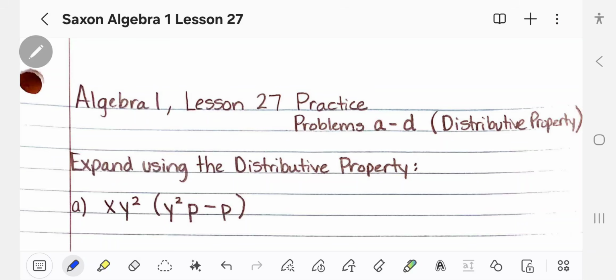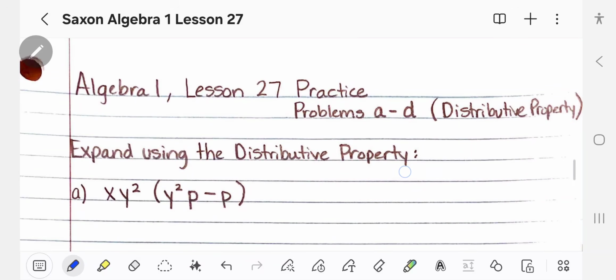This is Algebra 1, Lesson 27, Practice. We're going to do problems A through D in this video, and there will be a second video that will finish the practice problems. Okay, let's expand using the distributive property.